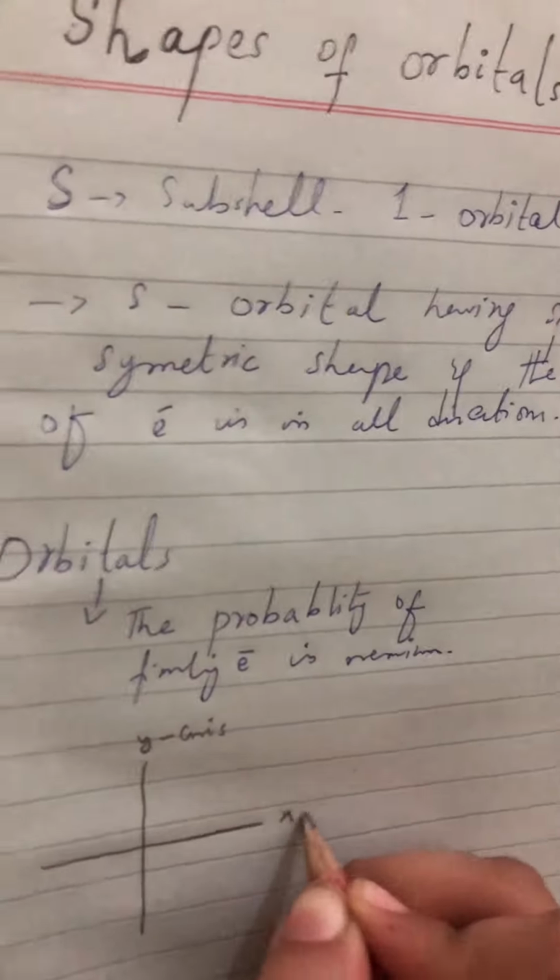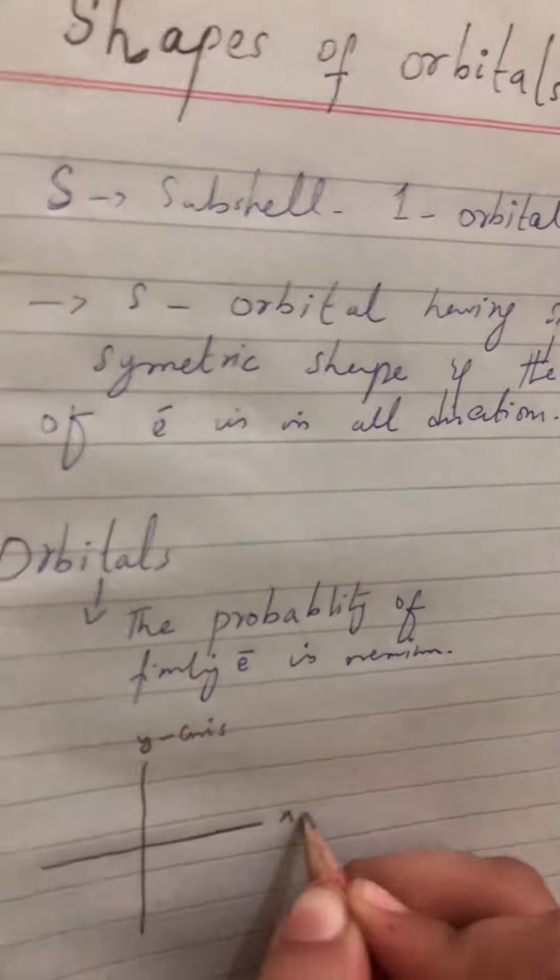There is another point: the size of the s orbital will increase with the increase of n. Now what is n? n is the principal quantum number. So in the s orbital, the size increases as n increases. How the size depends on the quantum number, like this.